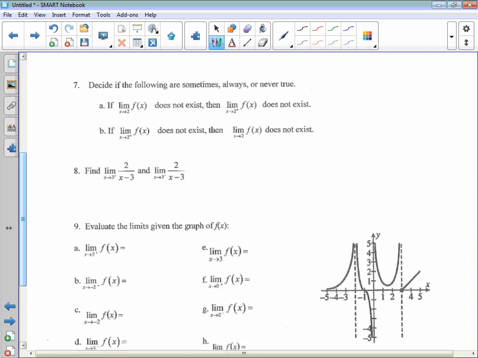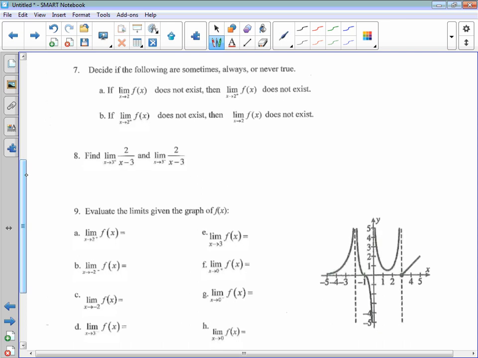Alright, we have some sometimes, always, and never questions. Determine if it is sometimes, always, or never true. So, letter A, if the limit of f of x as x approaches 2 does not exist, then the limit as x approaches 2 from the right does not exist. Sometimes. Not always.